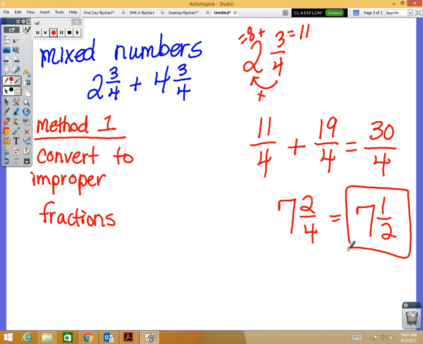Some people like to change this to 15 over 2 first. That's fine. If you want to divide them both by 2 and get 15 over 2 and then change 15 over 2 to 7.5, it works the same way. All right, so that's method 1. Let's talk about method 2.